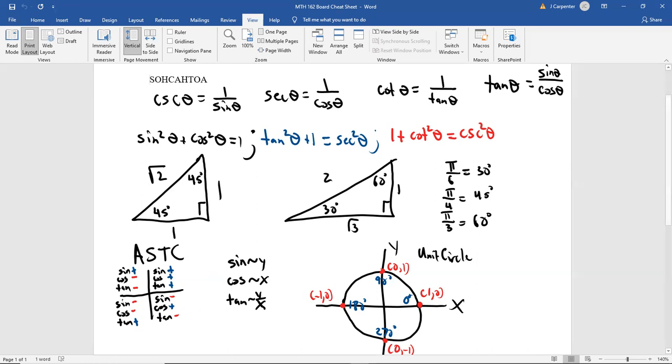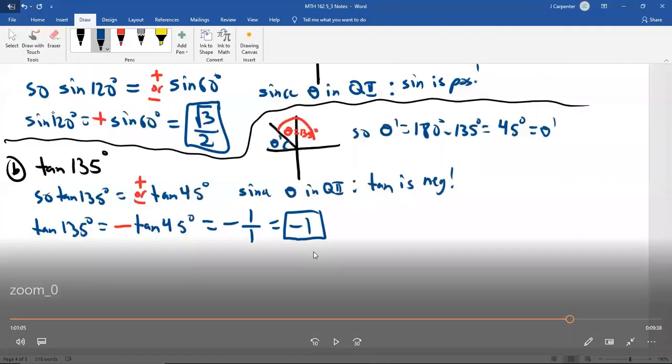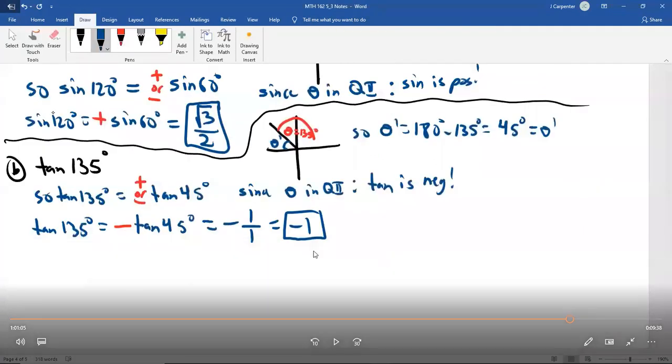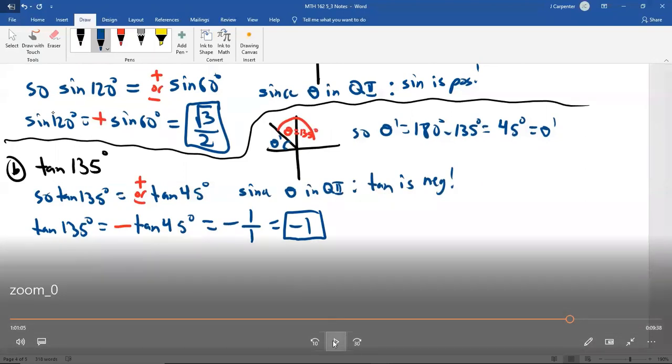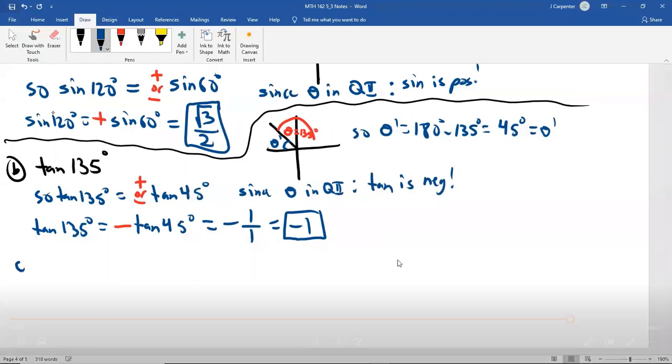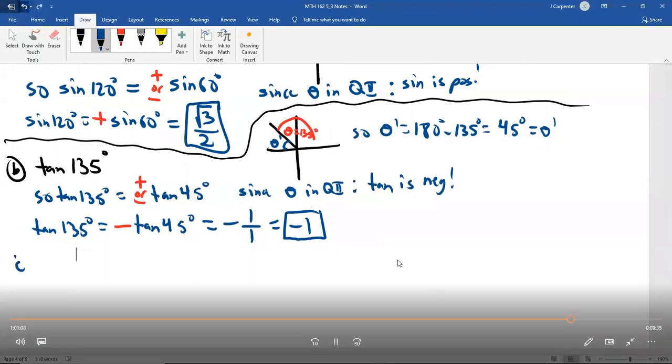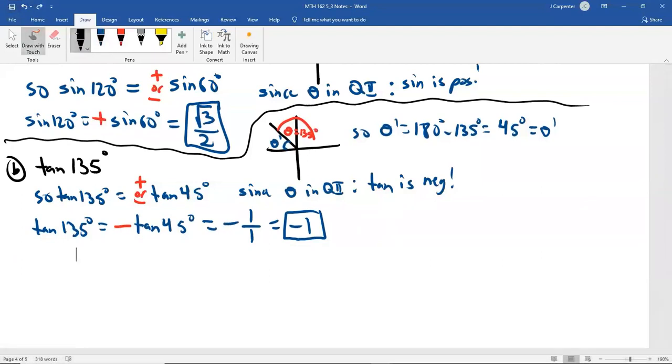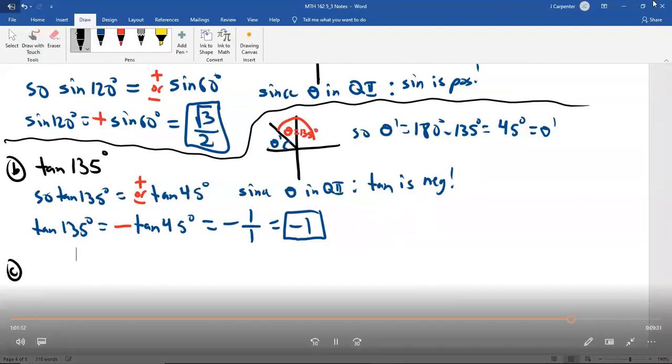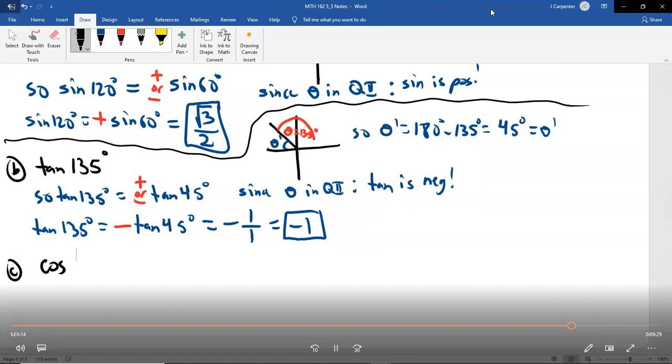All right. So again, let's pick up where we left off, and we'll be getting into C. We did A and B last time. If you need to see them again, please check last class's lecture. Next, let's do the cosine of 330 degrees.